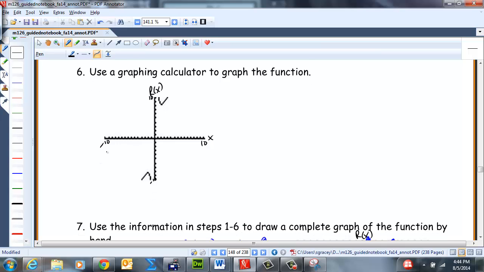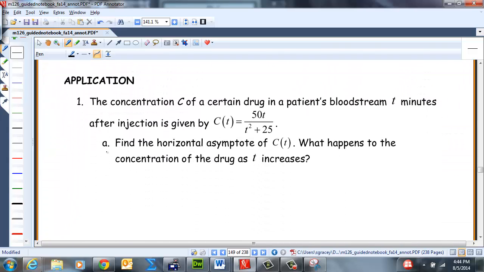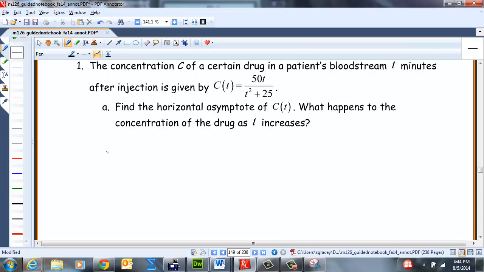Okay, so now let's go on to an application. With this problem, the concentration C of a certain drug in a patient's bloodstream t minutes after injection is given by this equation here. We need to find the horizontal asymptote and interpret what that means. Do you see this is a proper fraction? The degree of the numerator is less than the degree of the denominator. So therefore, the horizontal asymptote will be at y equals 0.